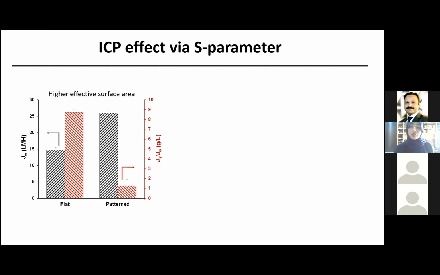But it was also interesting to see the effect of the internal concentration polarization in these membranes. And this ICP effect could be determined by determining the structural parameter of these membranes. The structural parameter was mainly dependent on tortuosity and porosity of these membranes.